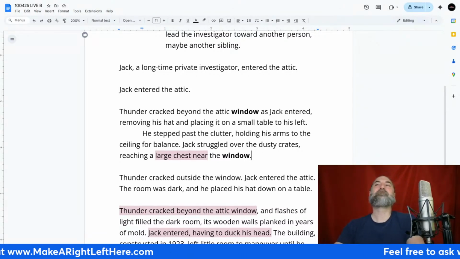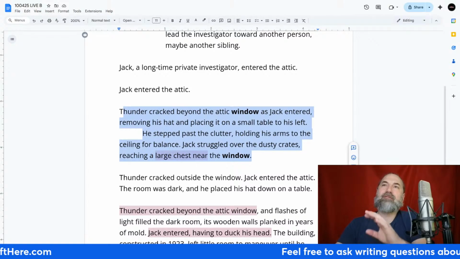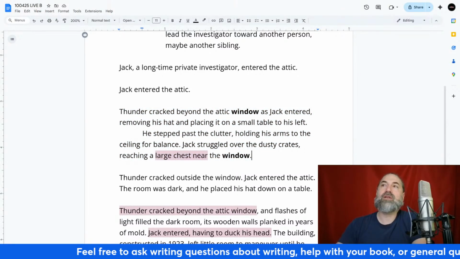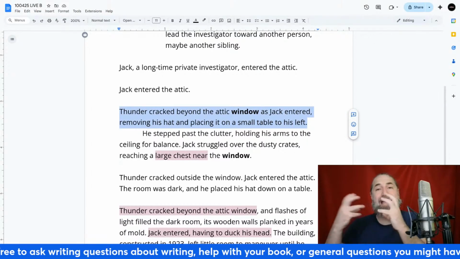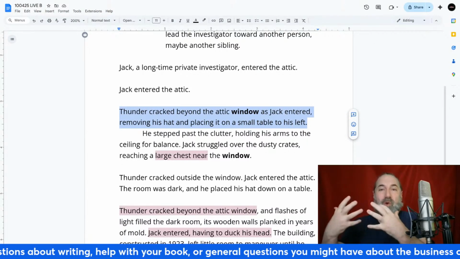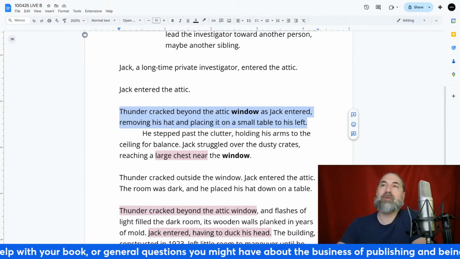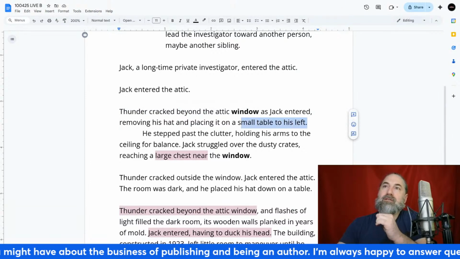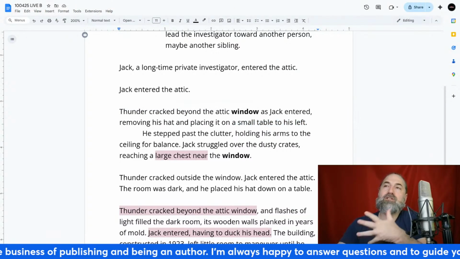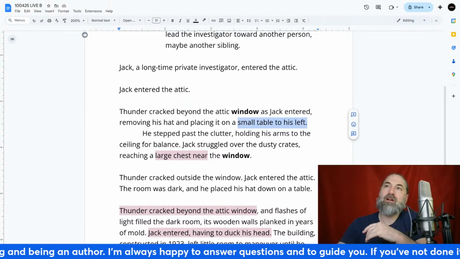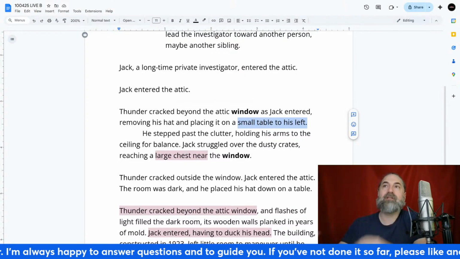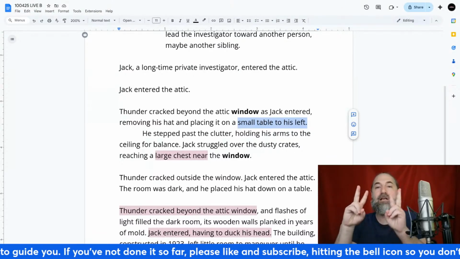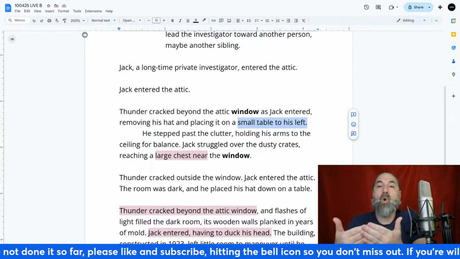All right. But these two elements create fast reads, and the pace is technically slow. The reason is we are expanding or qualifying or exploring certain elements. Thunder cracked beyond the attic window. We're adding elements to things. Look, a small table to his left. It could have just been table. But because we are adding or expanding or exploring the table by saying that it is both small and to his left, that is technically slower pace because it is more information.